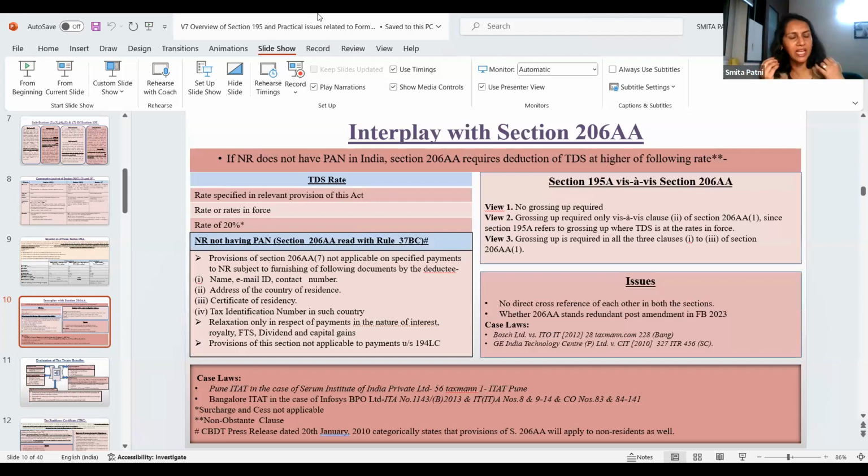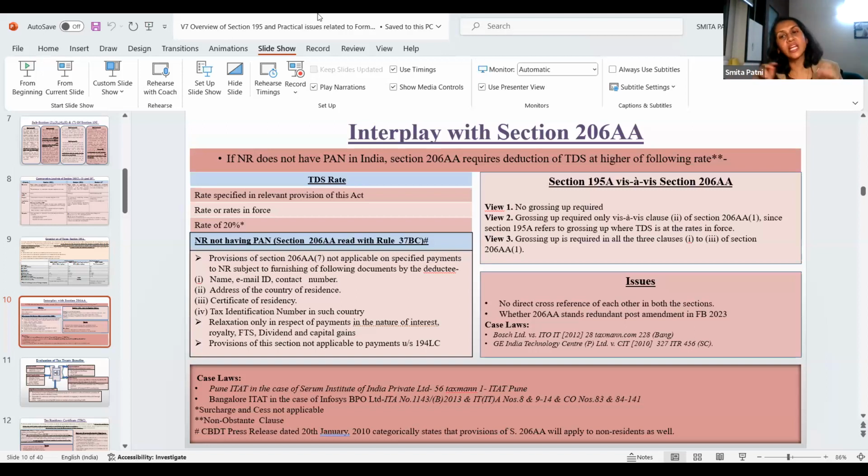That is, whether we are paying at a flat rate of 20%, whether there's a rate specified in the provision, or whether rates in force, in either case we gross up and have to pay from our own pockets. Whether this view stands correct or not, I don't think so. At least I don't agree with this view. I may still agree with view 2, that in case of rates in force, since section 195 refers to grossing up, TDS at rates in force, we can still go with 206AA. Otherwise, in the case of grossing up, 206AA becomes redundant.